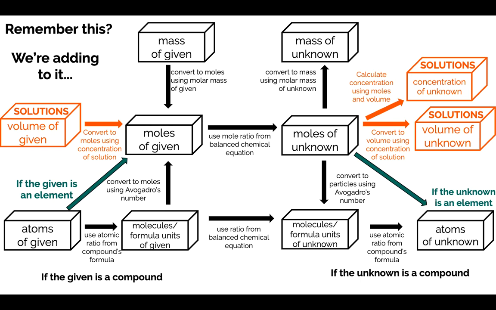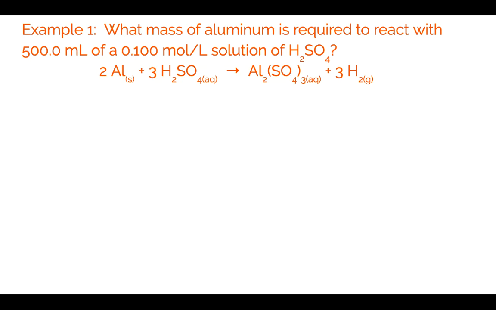So let's look at some examples. So here's our first sample question. What mass of aluminum is required to react with 500 milliliters of a 0.100 mole per liter solution of H2SO4? And we have our balanced chemical equation here, which we need to do any stoichiometry problem.